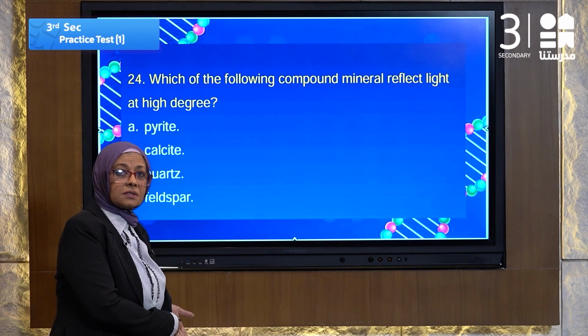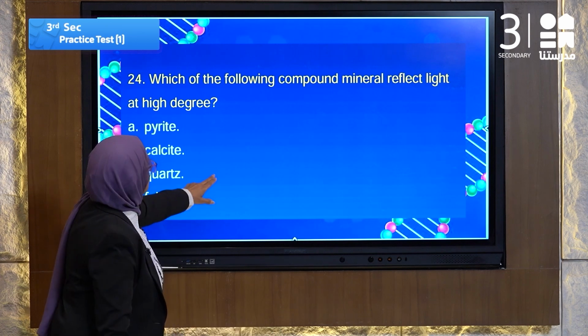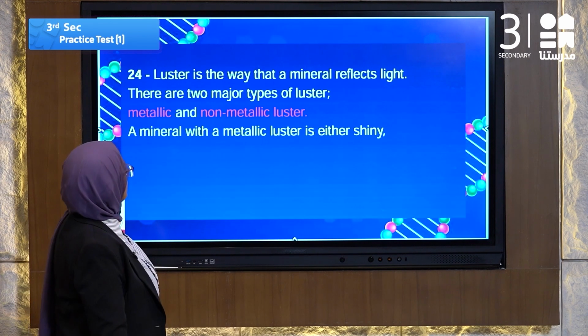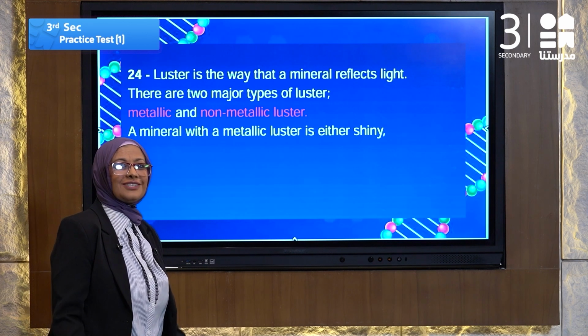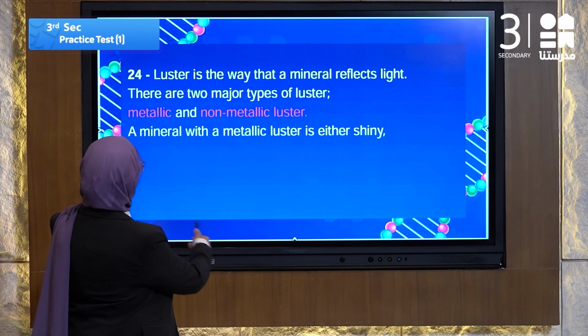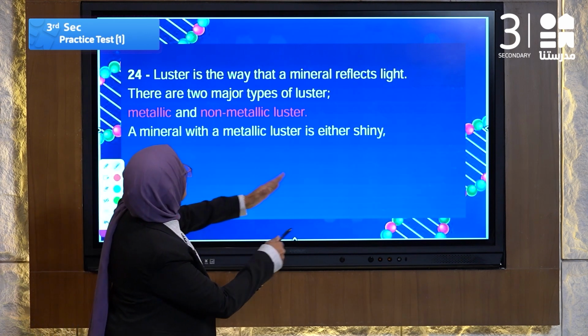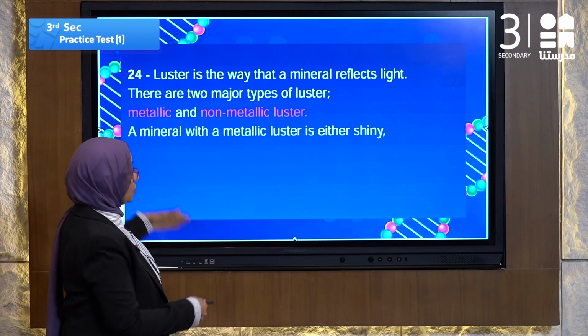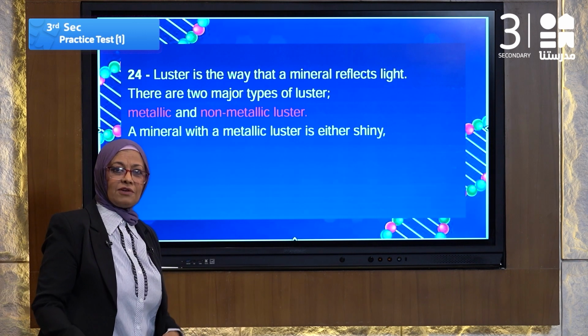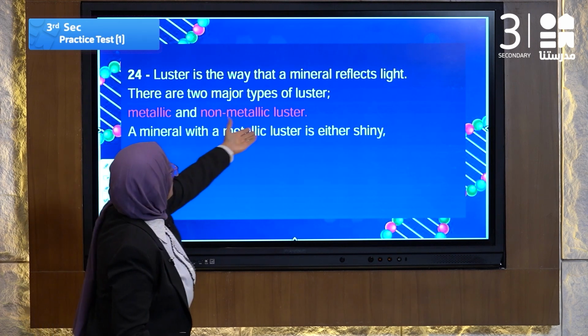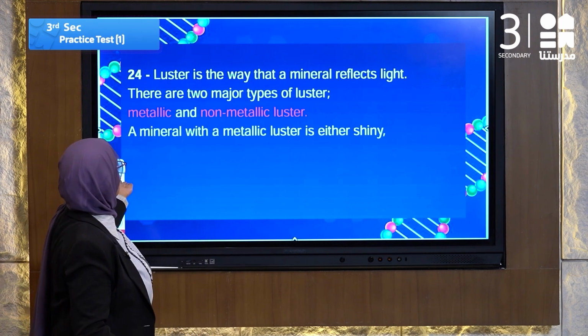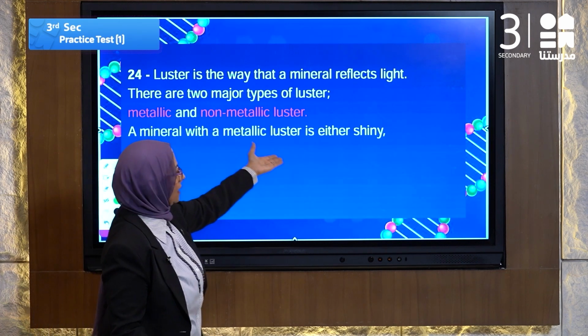They are minerals. Let's talk about it. Luster. Luster is how shiny it is. Luster is the way a mineral reflects light. Do minerals reflect light? Yes, they do. There are two major types of luster, metallic and non-metallic.